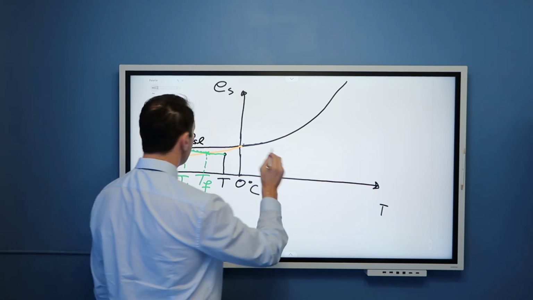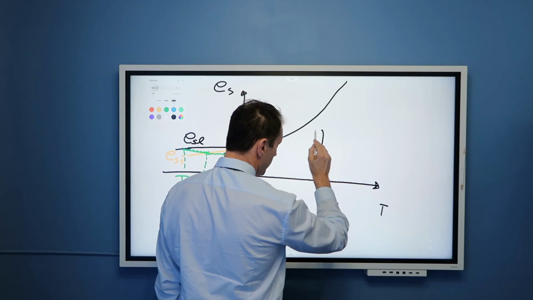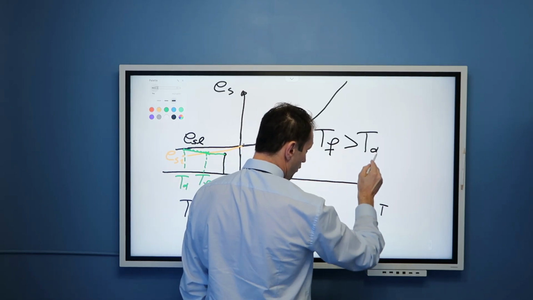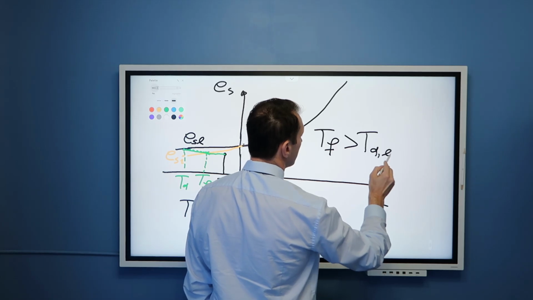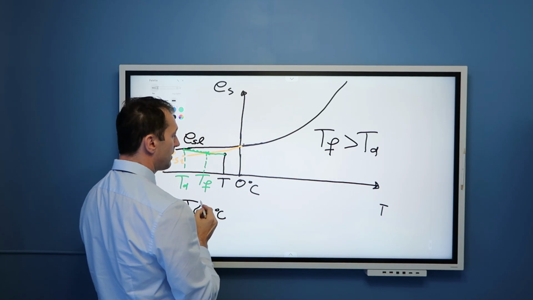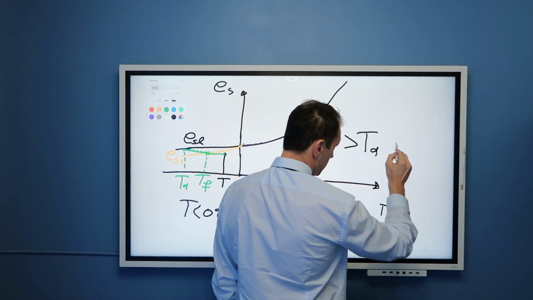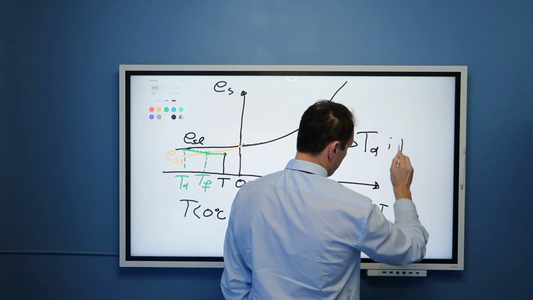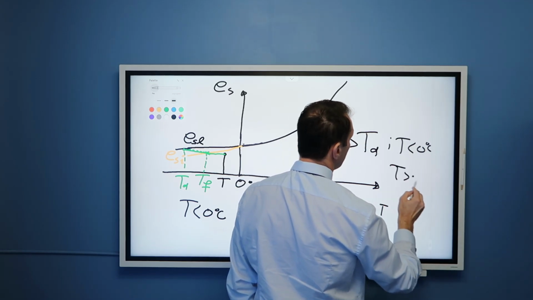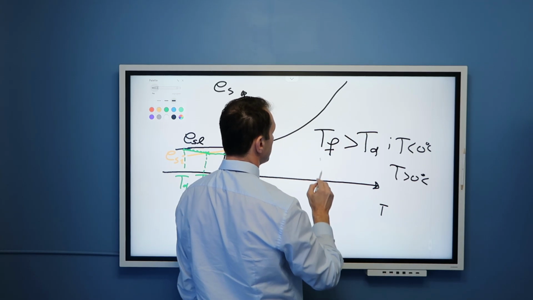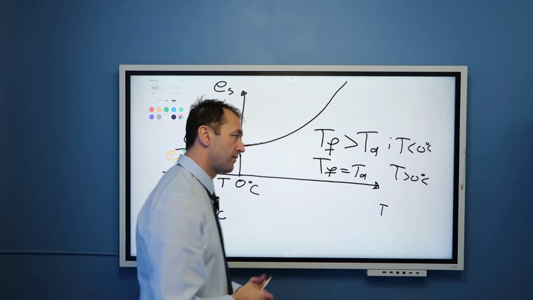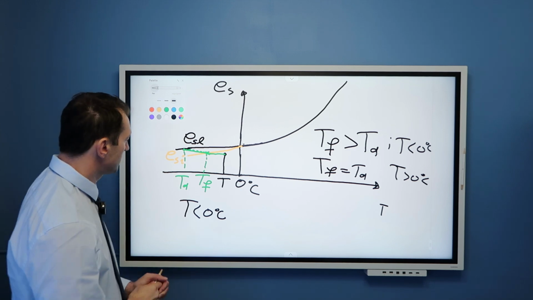So you can see that the frost point is always larger than the dew point with respect to supercooled liquid water, okay? For negative temperatures. This is for T below 0 degrees Celsius. If temperatures are above 0 degrees Celsius, then of course there is no frost point. Frost point is equal to dew point. There is no ice above 0 degrees Celsius.